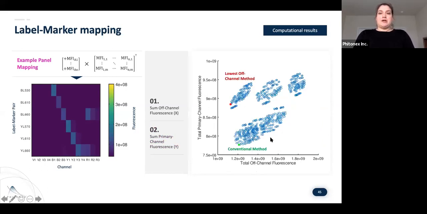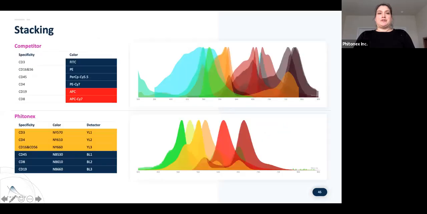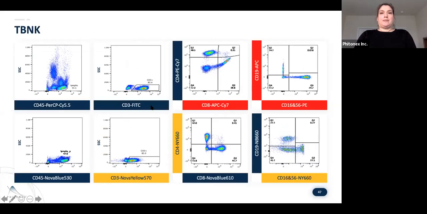So when you actually computationally compare, if we use our conventional method, this is where we end up initially. But if you could do this computational method and actually use the lowest off-channel, you can design a better panel. This is just an example of what is commercially available versus what we've designed in terms of our panel. And I'm going to show you just quickly this.